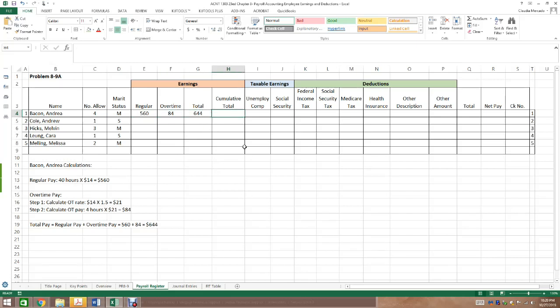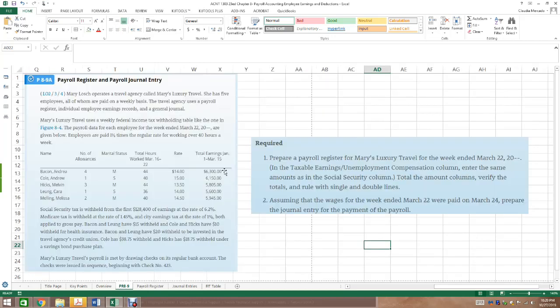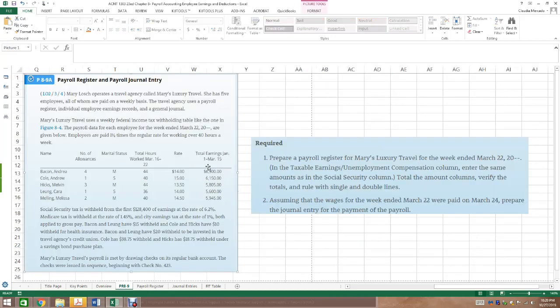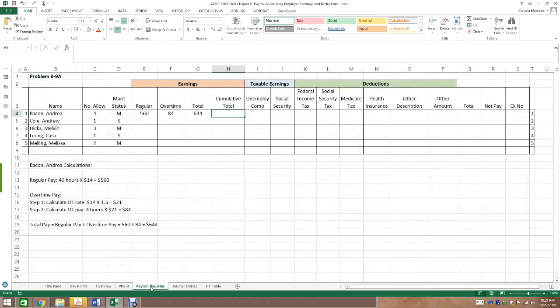Now to get the cumulative total, we're going to go back to the problem. And this person had earned $6,300. So we're going to get the total earnings from January the 1st through March the 15th. They provided that here. So that's $6,300. Let's make a note of that.